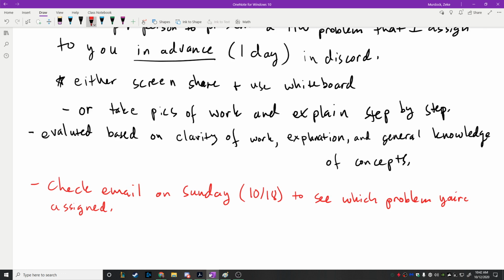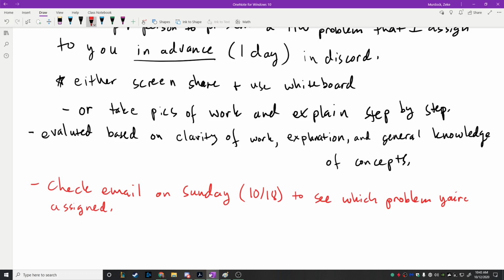What I might do is make a spreadsheet and share it. Do you guys see any problem with that? If I just send you a spreadsheet with the problem that's assigned to everybody? It would certainly cut down on the work on my end a little bit. I could also upload it on Canvas and email it as well.